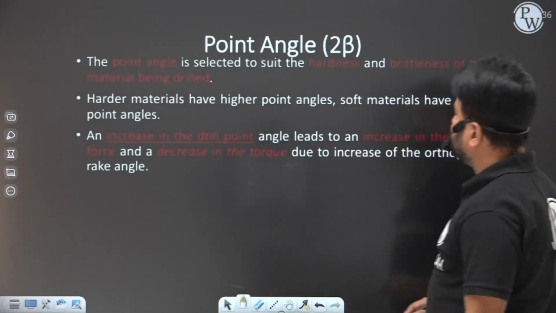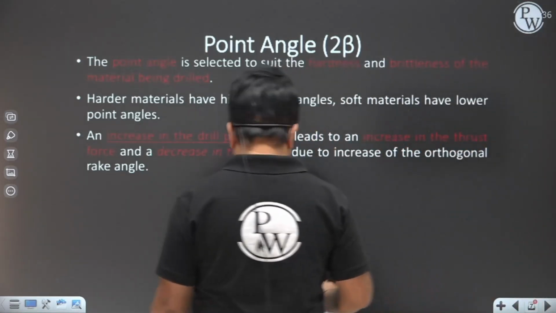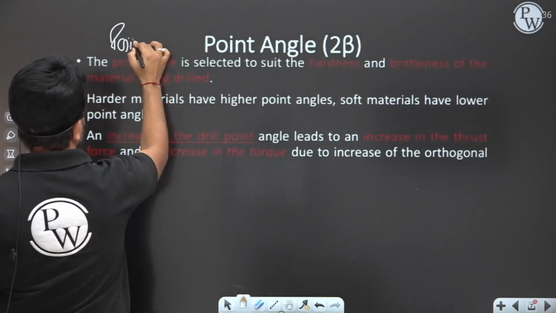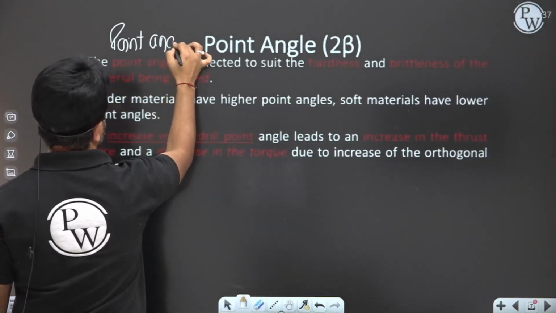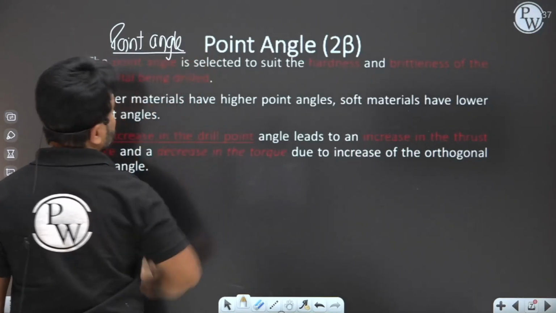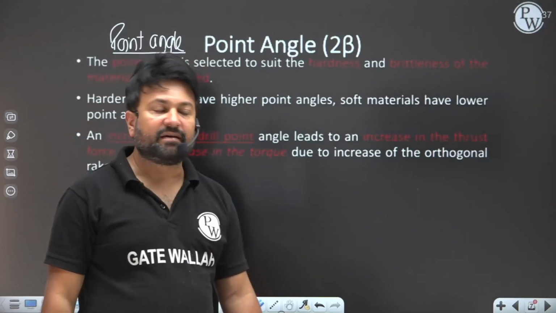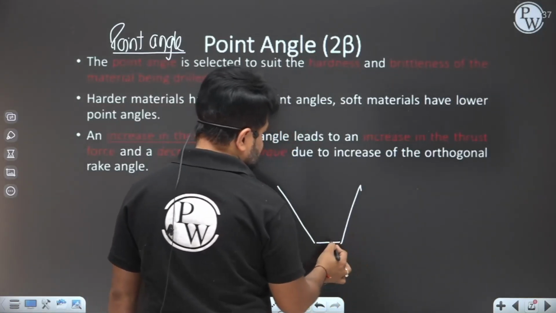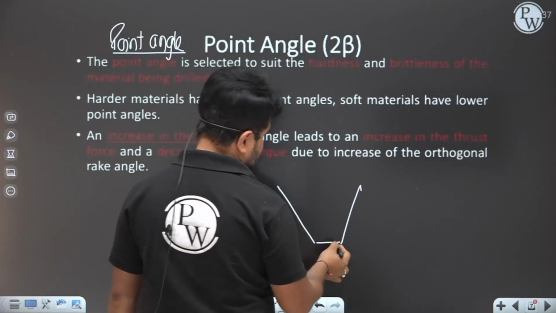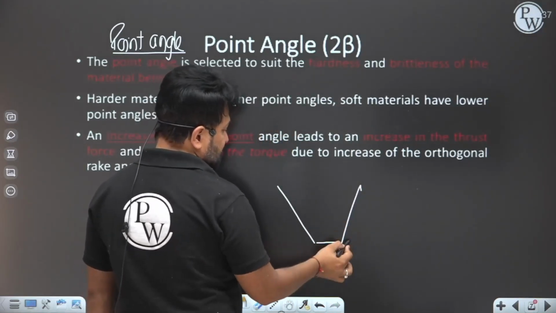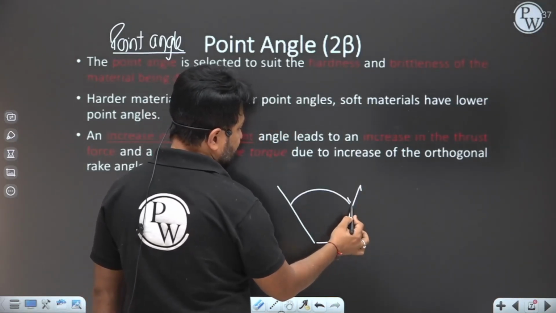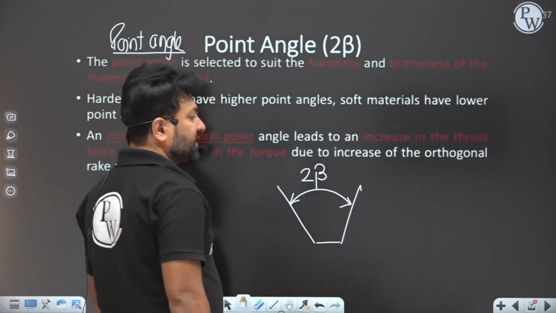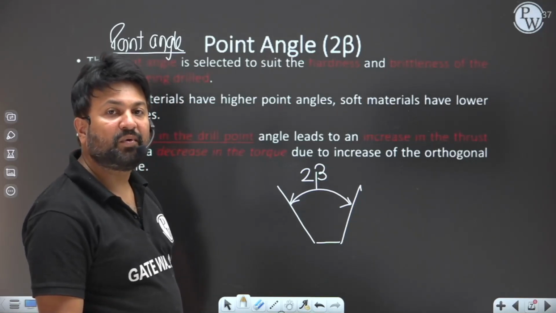Now let's talk about the point angle. What is the point angle? Let's say this is a drill tool. This is a drill cutting edge. This is a chisel edge. Now whatever angle is made by the cutting edges is known as the point angle.